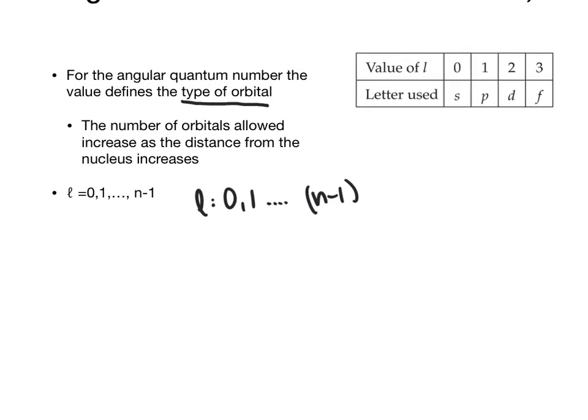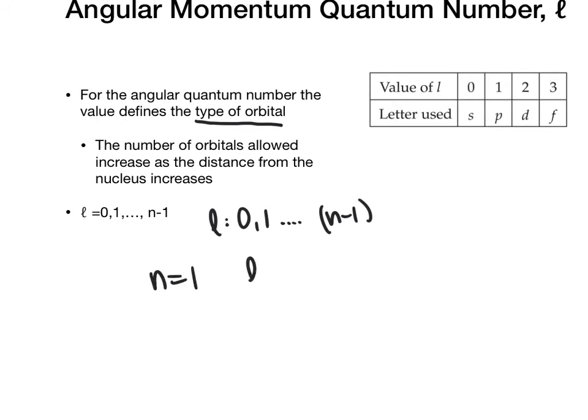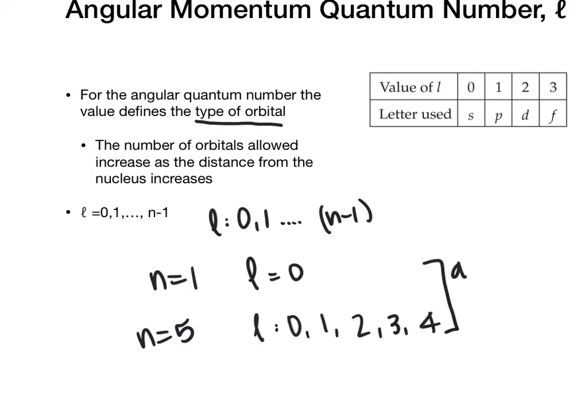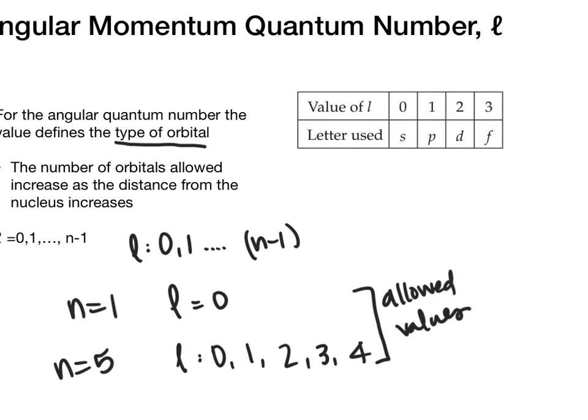That means if n equals 1, the allowed values of L are just 0. For n equals 5, the allowed values would be 0, 1, 2, 3, 4. Now these are the allowed values. But for the angular quantum number, it's important to note that the value of L corresponds to a specific orbital. We haven't really talked about what the orbitals are, so as we do that in a little while, you'll want to come back and review this.